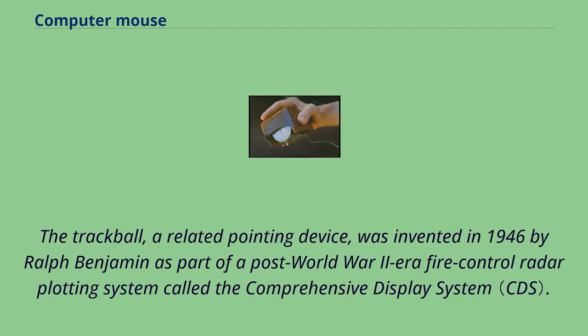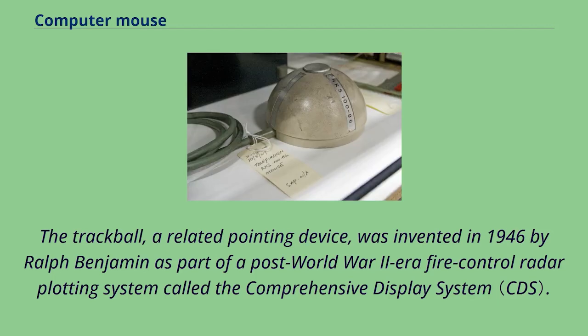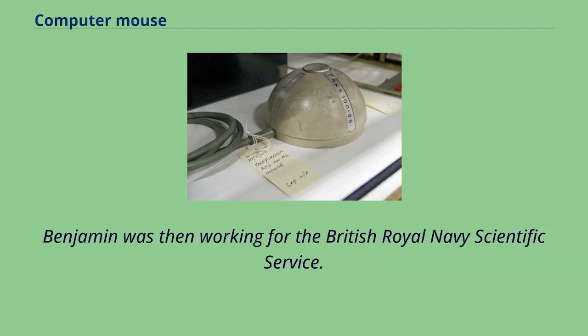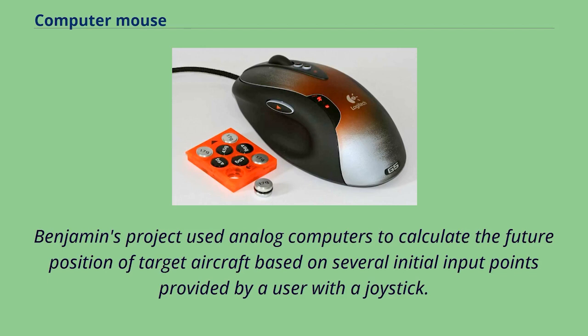The trackball, a related pointing device, was invented in 1946 by Ralph Benjamin as part of a post-World War II-era fire control radar plotting system called the Comprehensive Display System. Benjamin was then working for the British Royal Navy Scientific Service. Benjamin's project used analog computers to calculate the future position of target aircraft based on several initial input points provided by a user with a joystick.